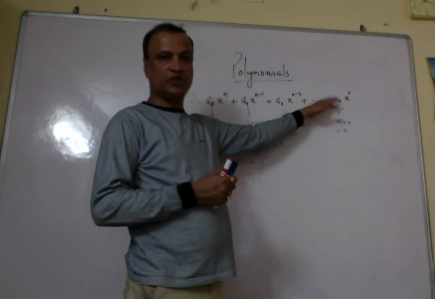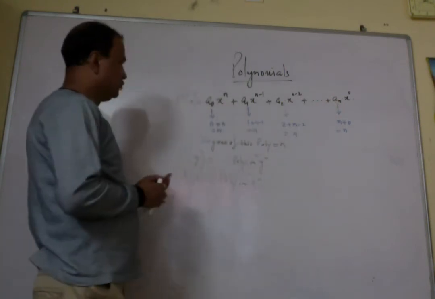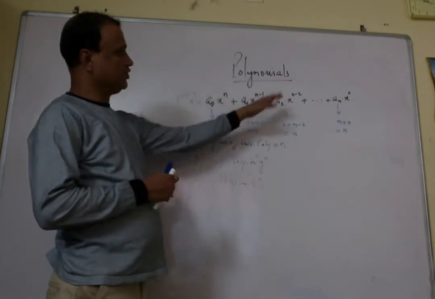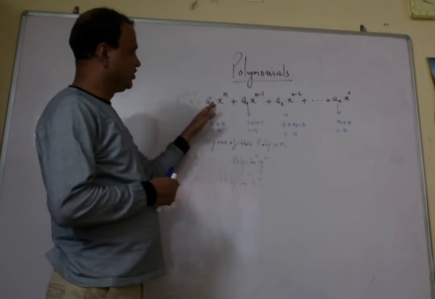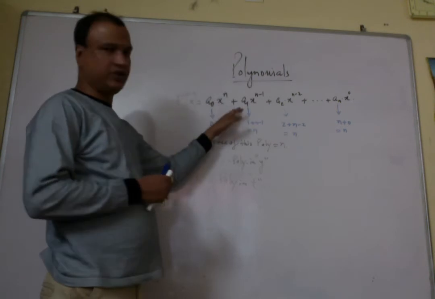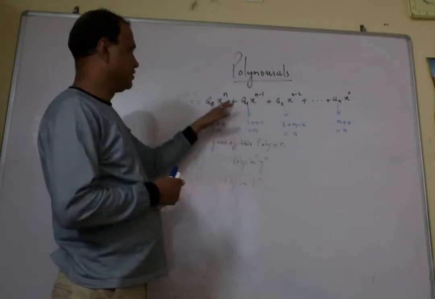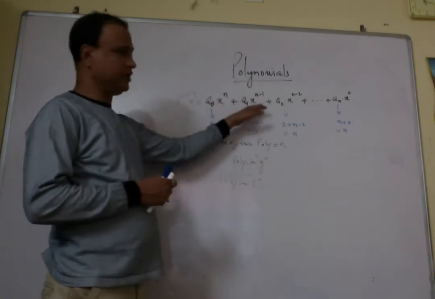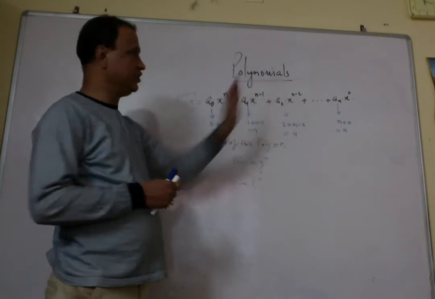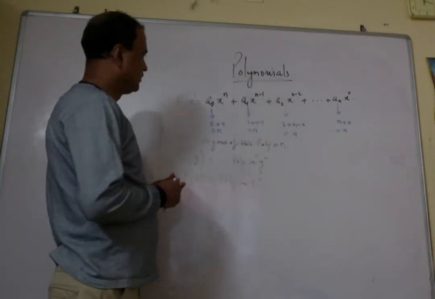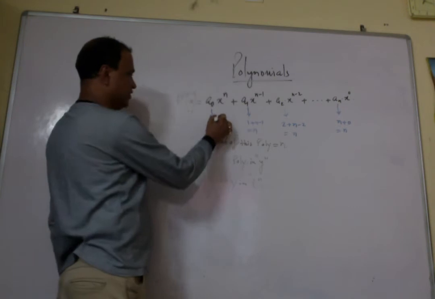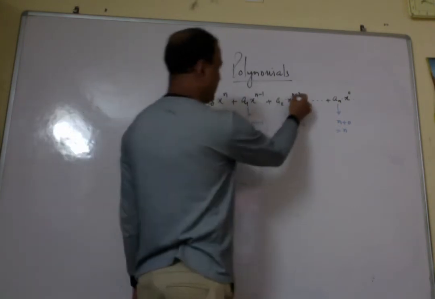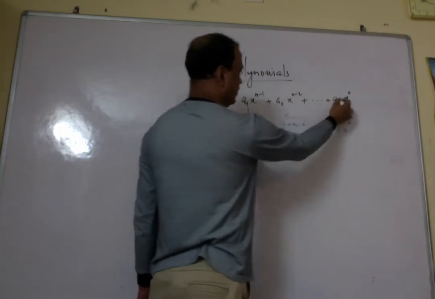Definitely the x to the power 0. If you see carefully, the coefficients are a0, a1, a2, and the last one is an. The suffix in the coefficient is increasing by 1, and at the same time the power of x is decreasing by 1. The first term has power n, the second term n minus 1, n minus 2, and the last one is 0. So the total power for each term is 0 plus n, that is n, 1 plus n minus 1, that is n, 2 plus n minus 2, that is n, and similarly n plus 0, that is n.